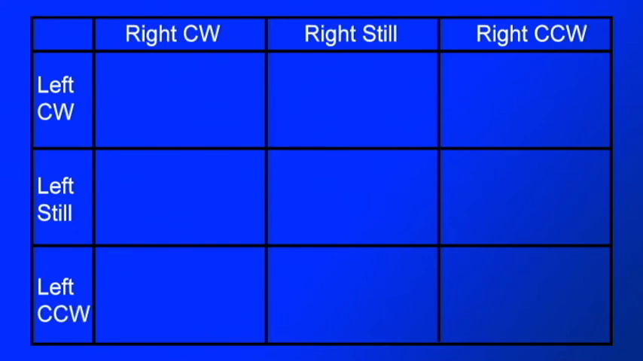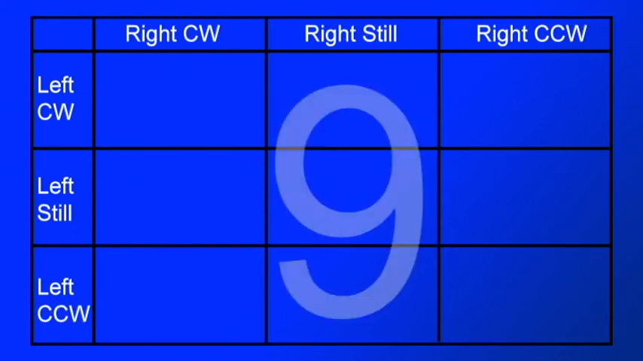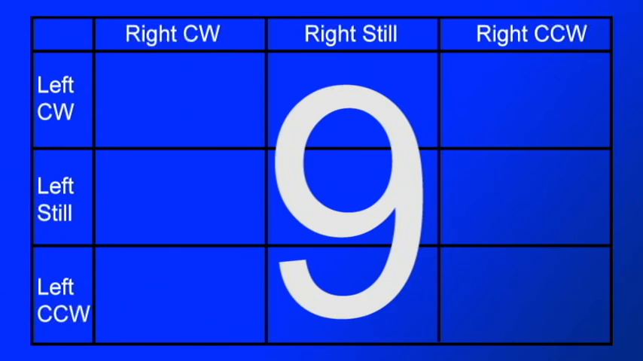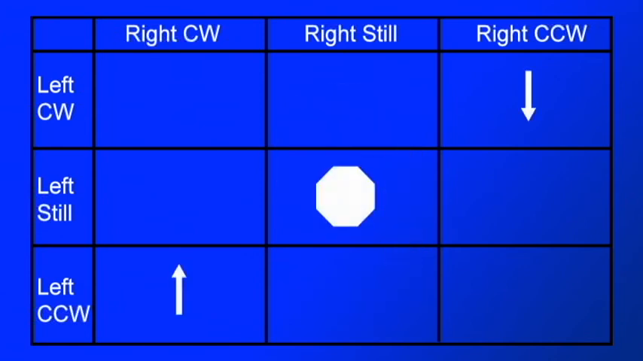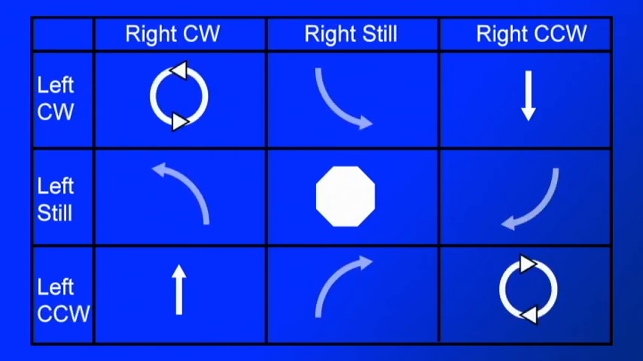To review, with 2 wheels each going clockwise, still, or counterclockwise, there are 9 motions for the BoeBot. The 3 straight motions are forward, still, and reverse. There are 2 spin turns with the pivots in the center of the BoeBot, and there are 4 turns where the pivot point is a stationary wheel.